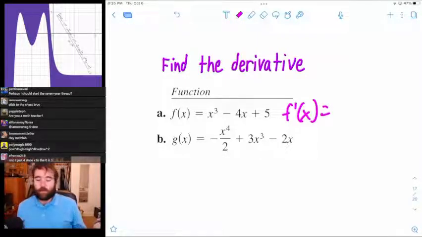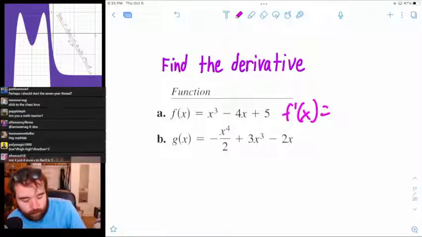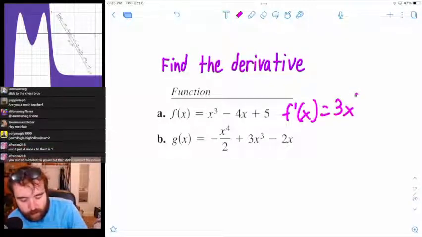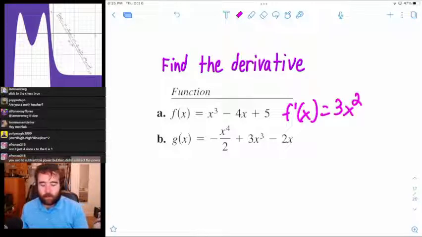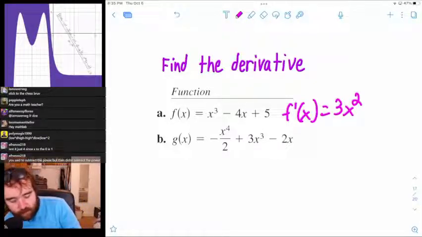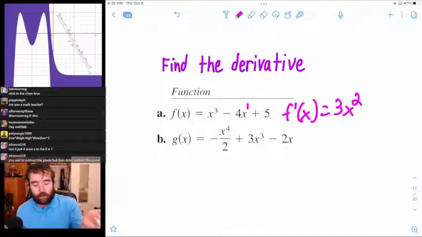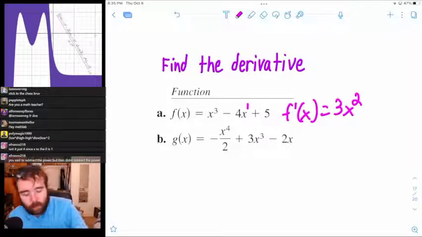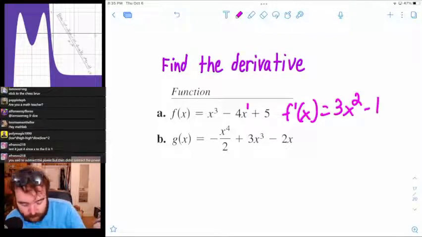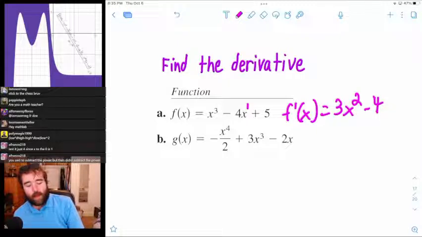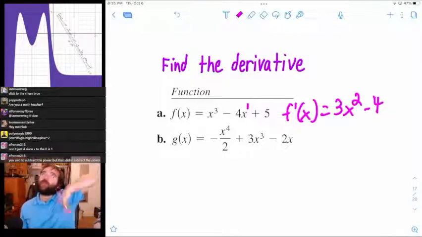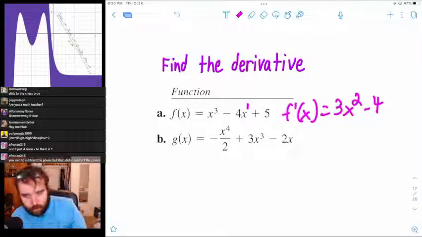So, power rule, x cubed. Bring the power to the front. So bring the 3 to the front and decrease the power by 1. Make it x squared. Negative 4x, that's x to the first. So you move the 1 to the front. 1 times 4 is still negative 4. And then x to the first, well, you decrease it by 1. Now it's x to the 0.